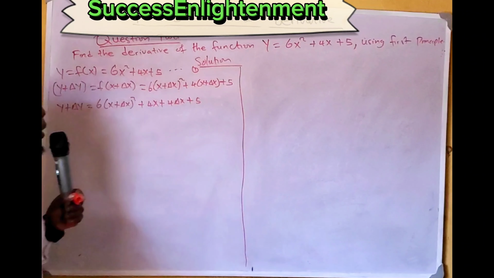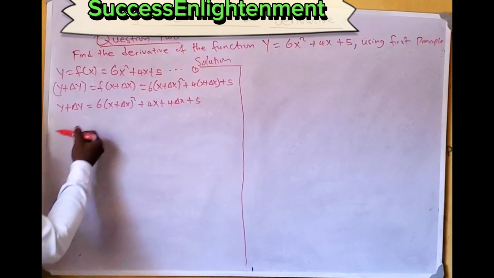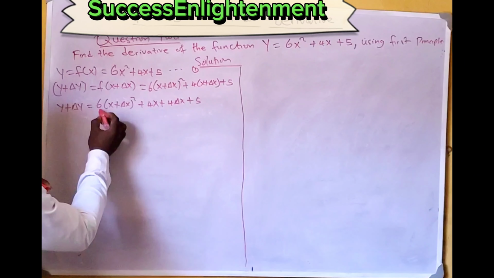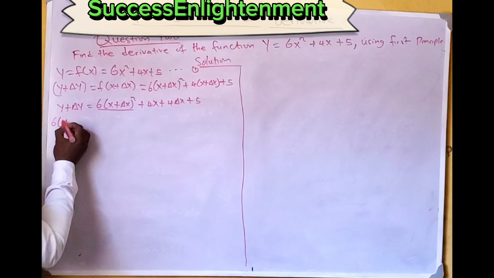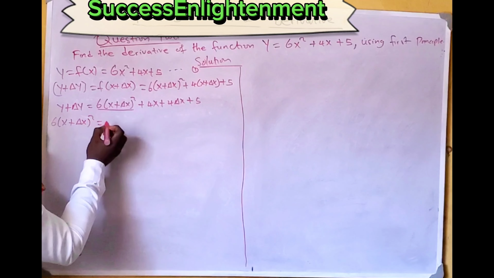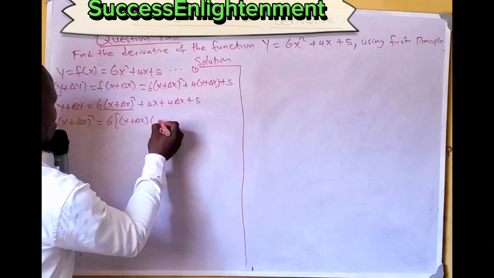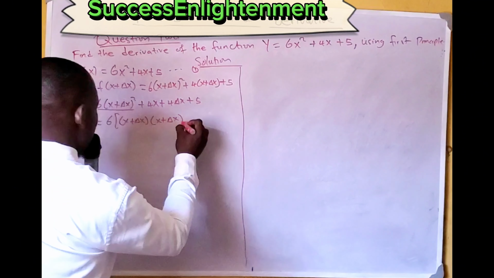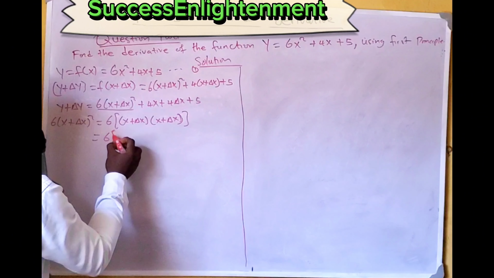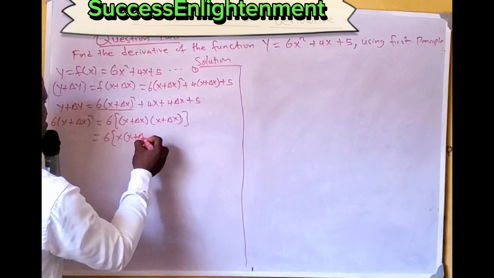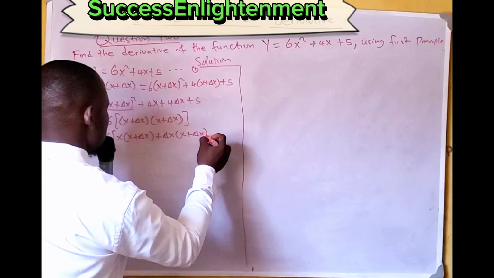We multiply everything here by 4, that's what we just did. Now let's open this bracket. Let's leave everything here and let's solve. Let's open this bracket. So 6 into x plus change in x squared. This is the same as 6 into x plus change in x, times x plus change in x.